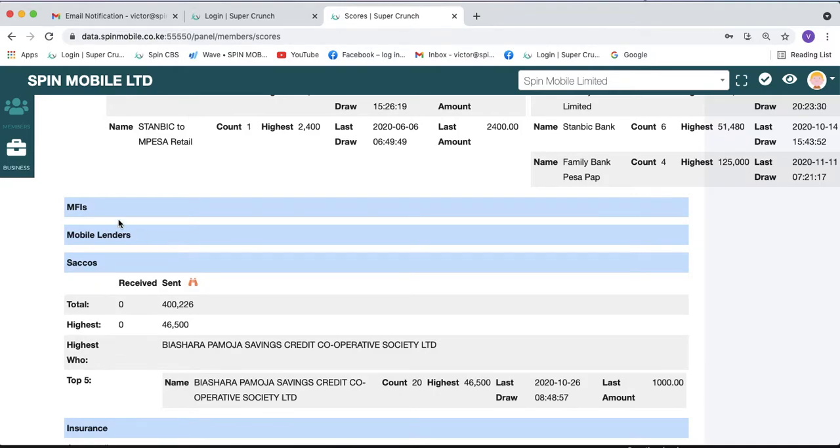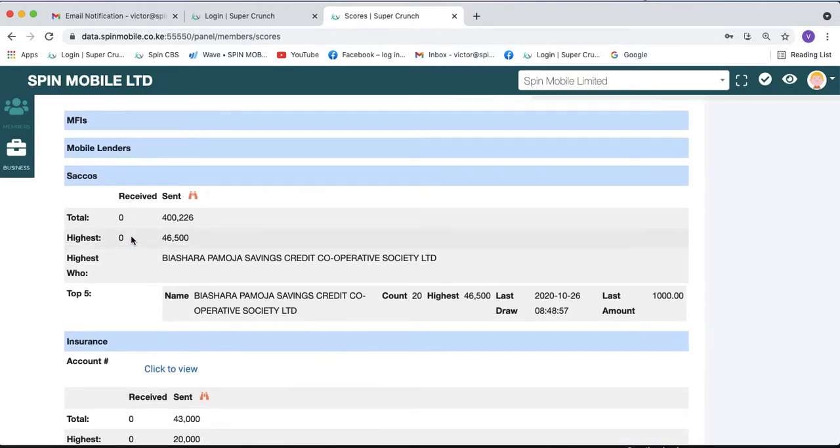Then we have the MFIs. These are microfinance institutions that this individual has borrowed money from, is blank. Mobile lenders, that means he has not borrowed money from other mobile lenders.